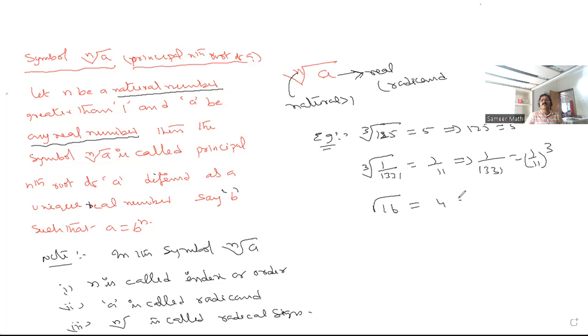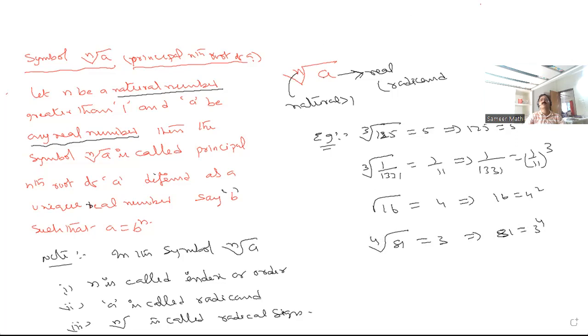Like that, you can give several examples. The square root of 16 is 4, since 16 is equal to 4 squared. You can write the fourth root of 81, which is 3, since 81 is equal to 3 to the power of 4. These are all the examples which I have given to you.